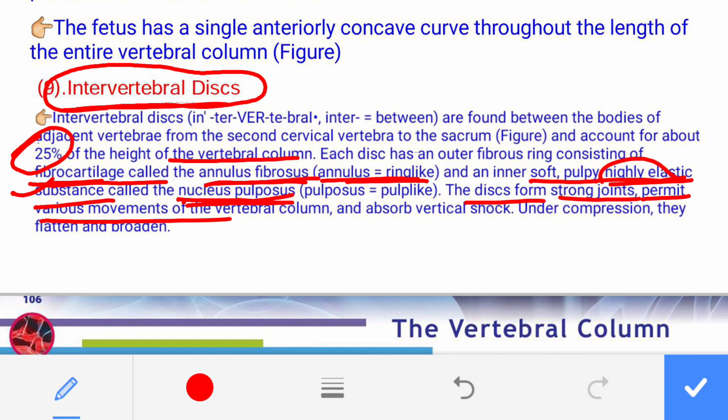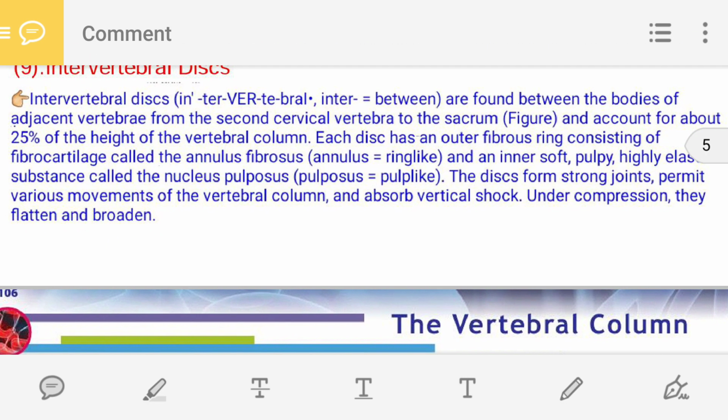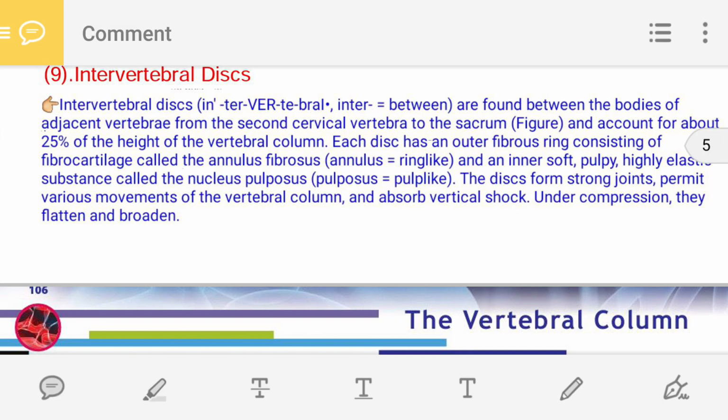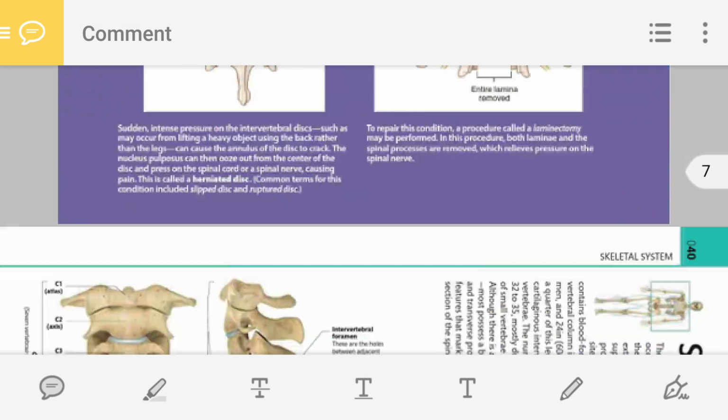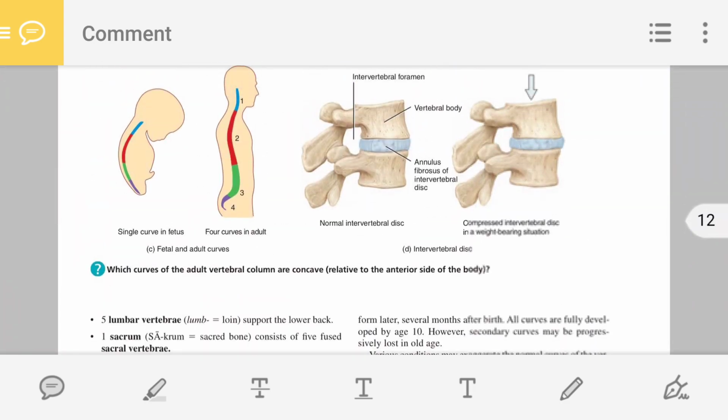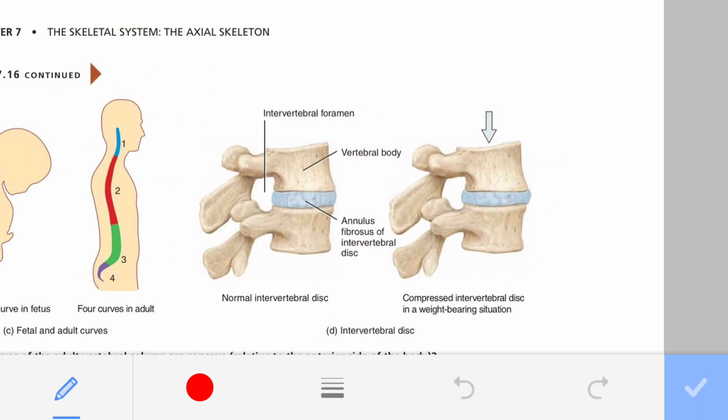The shocks are absorbed by the intervertebral disc, okay, and when we are bearing weight, at that time this intervertebral disc is flat and broad. For example, I will show you in the figure. This is the normal intervertebral disc, and now you can see the change in the position of the intervertebral disc.